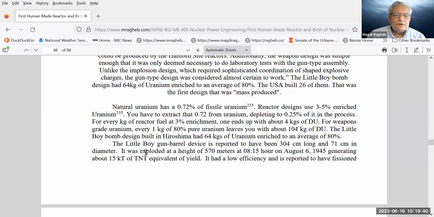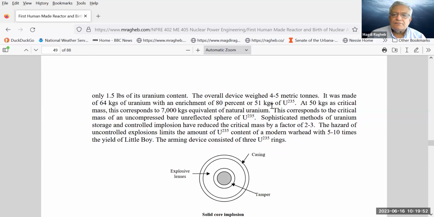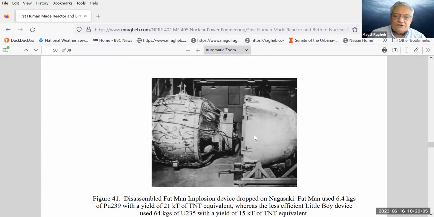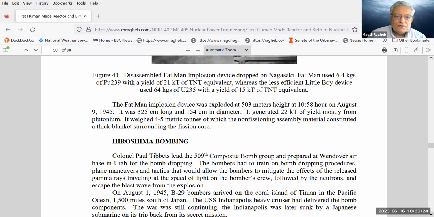The Little Boy design generated 15 kiloton of TNT equivalent, and it was a very low efficiency. It burned only 1.5 pounds of that uranium content, but the device overall was 4 to 5 metric tons. So it was really a very tiny amount of the mass that was turned into energy. Here it is shown: the Little Boy produced 15 kiloton. Again, that's an interesting number, whereas the Fat Man, the plutonium device, produced 21 kiloton of energy. So primarily, plutonium is being used today in nuclear devices.